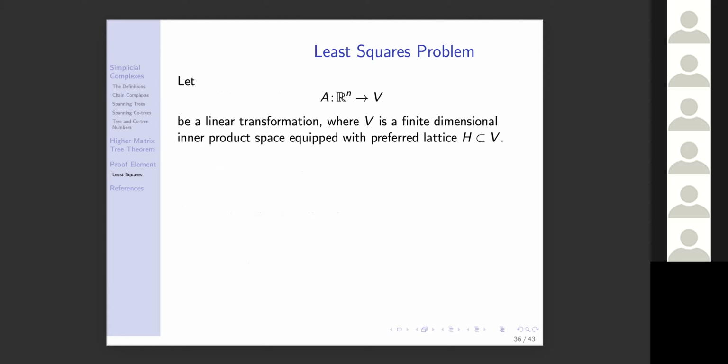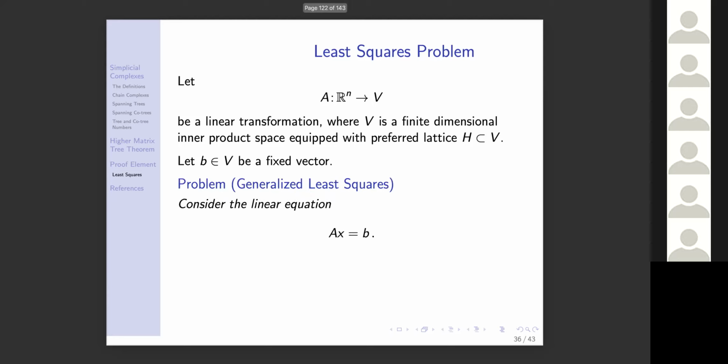A lattice is sort of not specifying a basis, but specifies the free abelian group inside the vector space that the basis generates. So a lattice is a free abelian group inside V, which has the same rank as V, right? That's all a lattice is. So let B be any fixed vector. It's data that you start out with. You have a vector. And the generalized least squares problem is this.